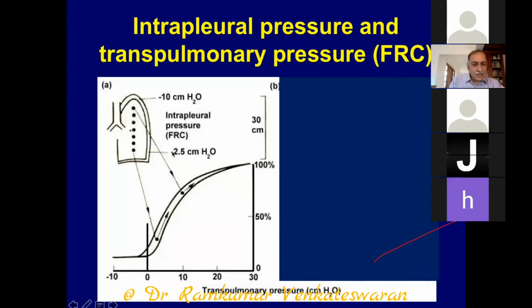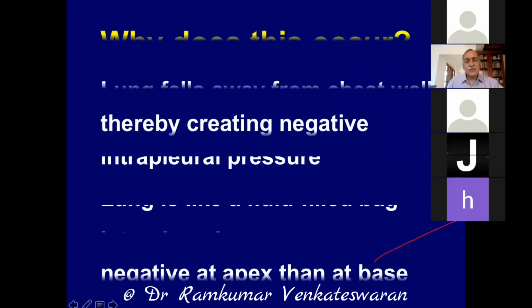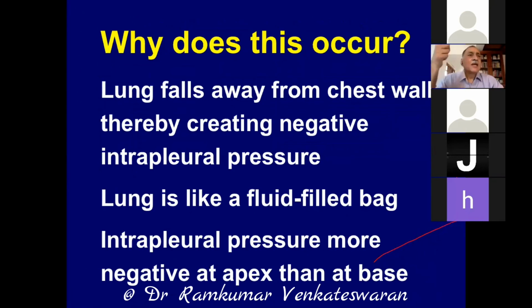Now, somebody looking at the slide very carefully may ask, why is it -10 at the top and -2.5 at the bottom and not the other way around? And for that, I will need to explain by using this picture. Imagine that the lung is like a fluid filled bag. If you hold up a plastic bag filled with water, you'll find that the point where you're holding, the neck of the bag, will be narrow, whereas the bottom of the bag will swell up because the weight of the water distends the bottom of the bag. The lung is very much like that.